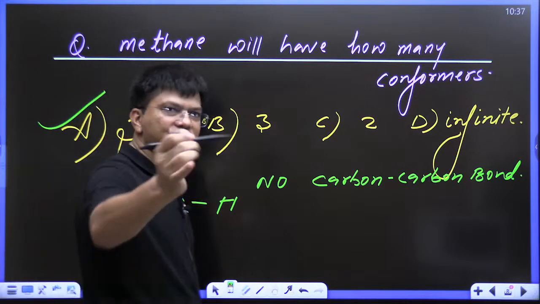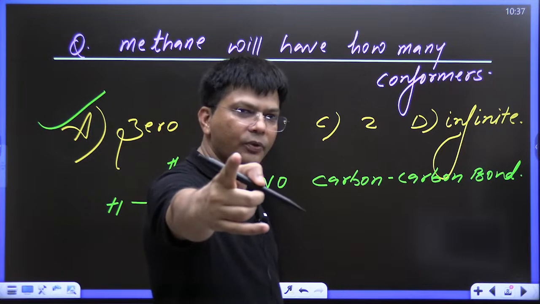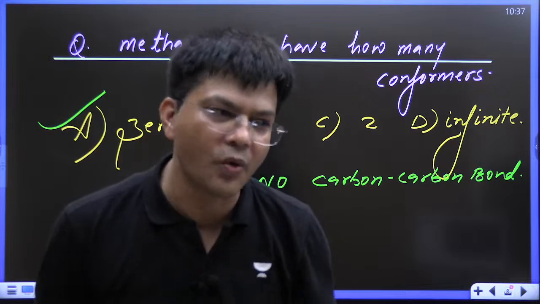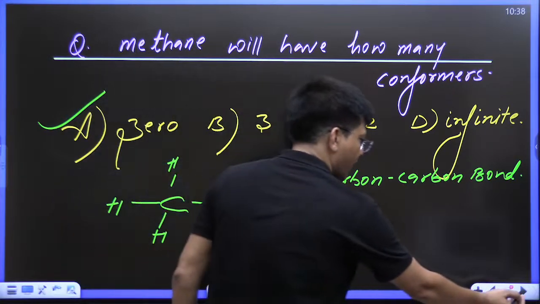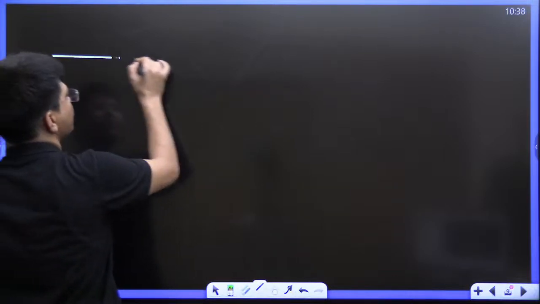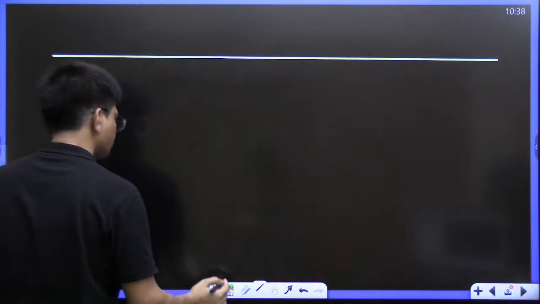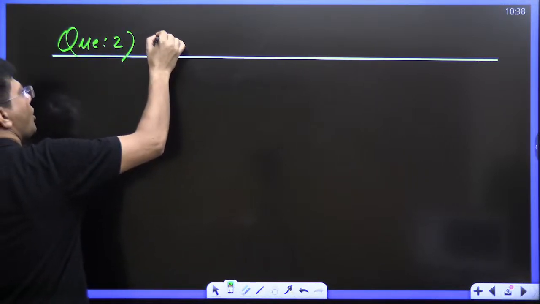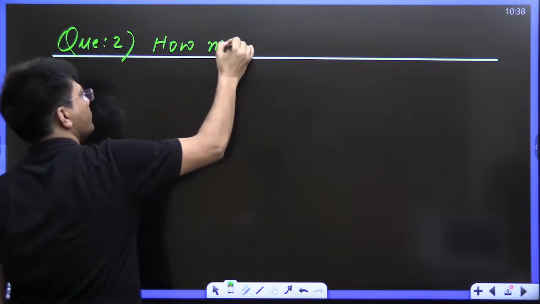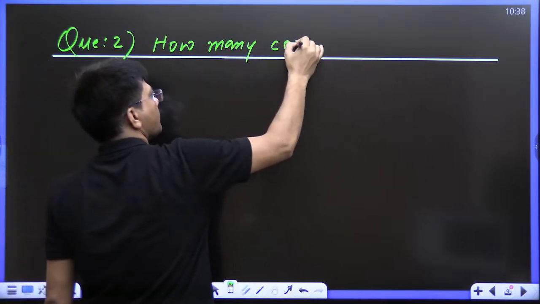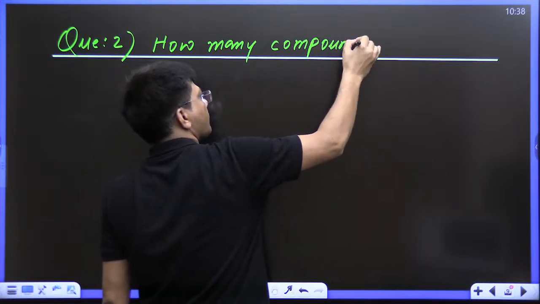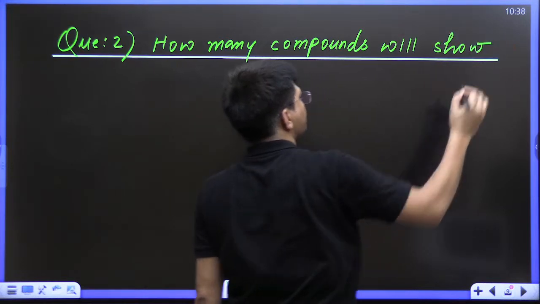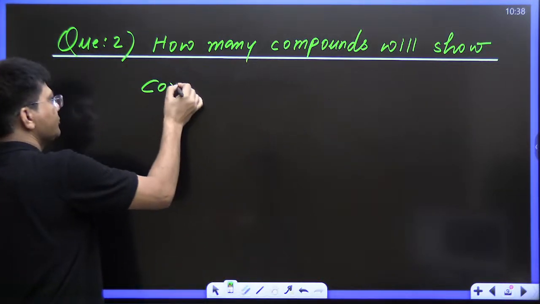Let me give you the second question. Everyone, hey, do let me know, are you ready for the question and answers? Because these are the questions directly the examiner is going to ask, kids. Question number 2 is, how many compounds will show conformational isomerism?